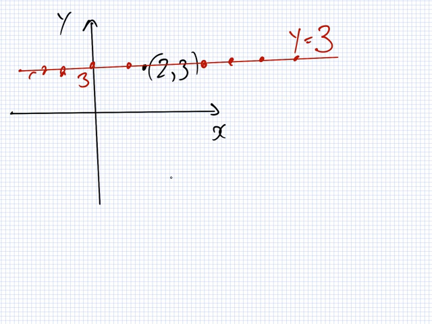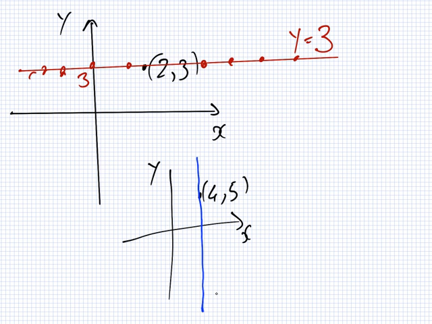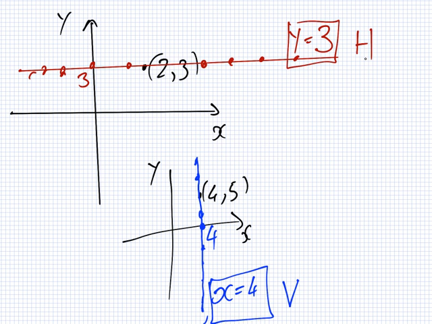So maybe this gives you an idea on what the vertical line would be. Like for example, if this is 4, 5. What would it be? Would it be 4? x equals 4, because everywhere on this line, the x is 4. So this is the equation of a vertical line, and this is the equation of a horizontal line. So they're much, much simpler than the ones that are in between.